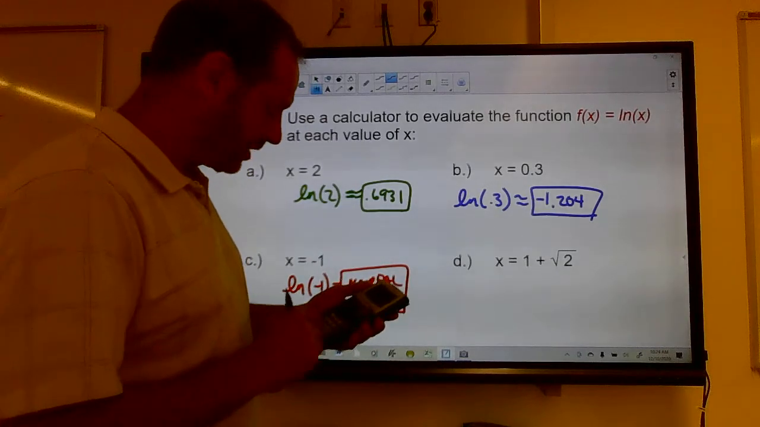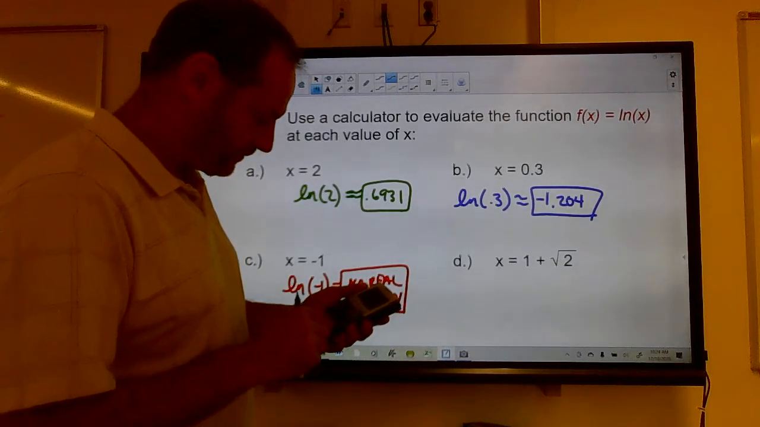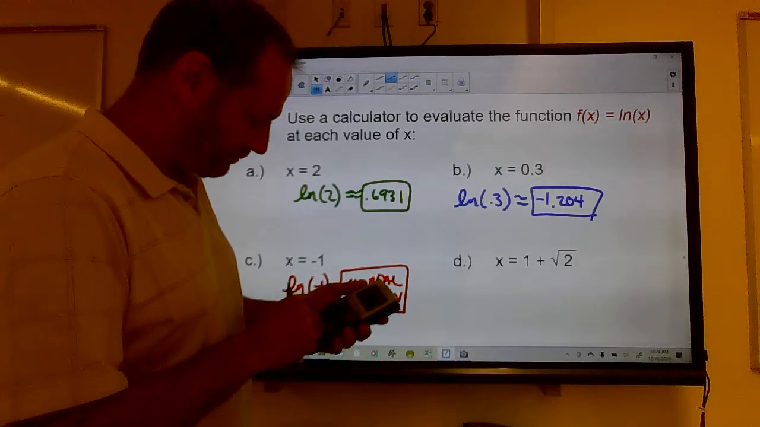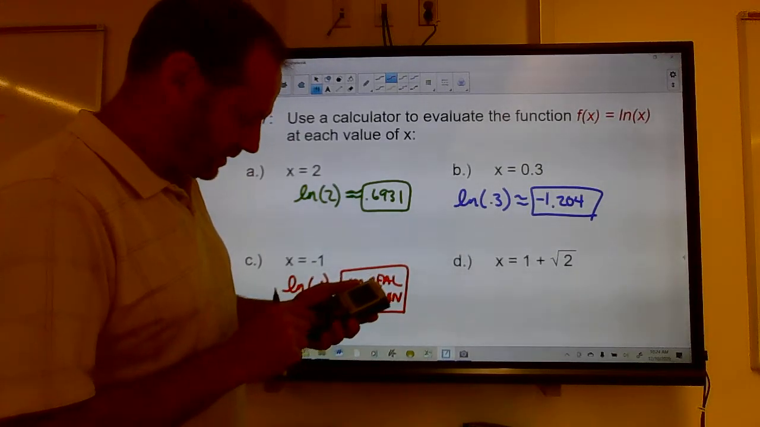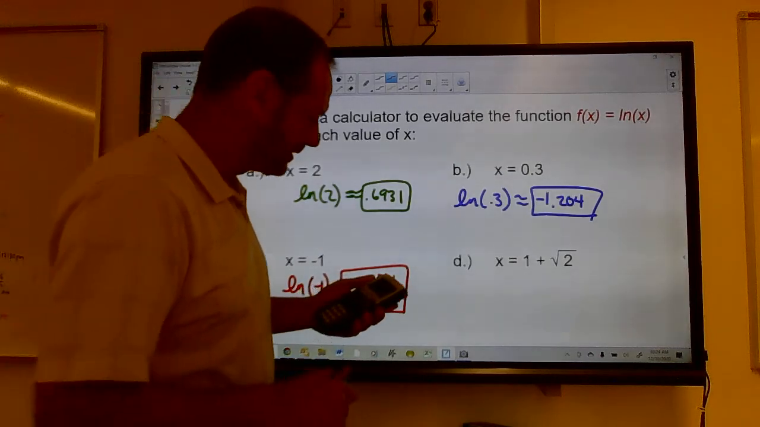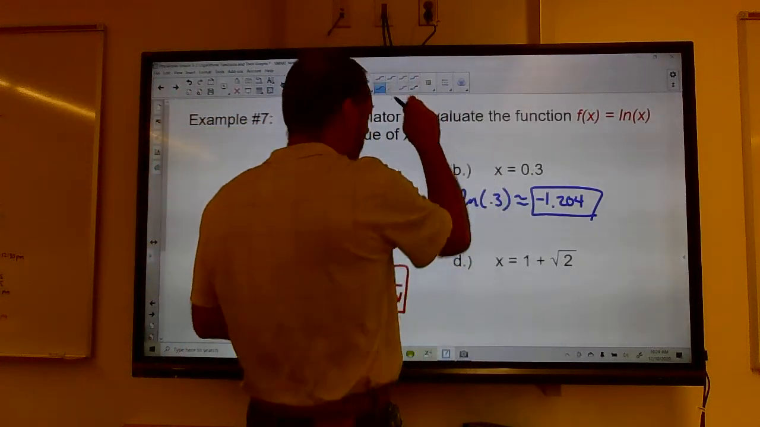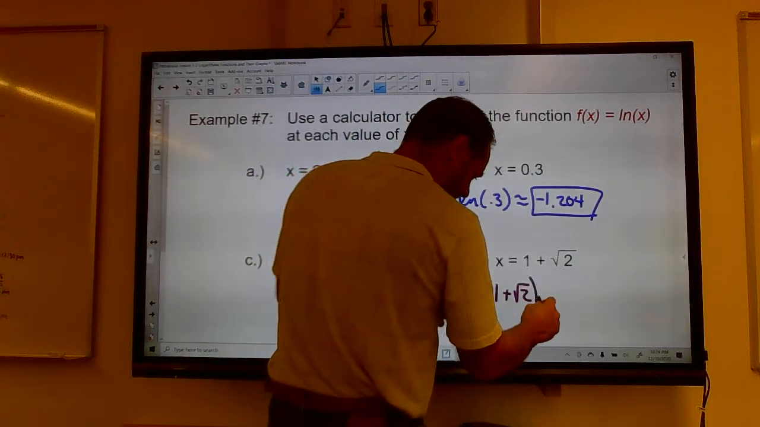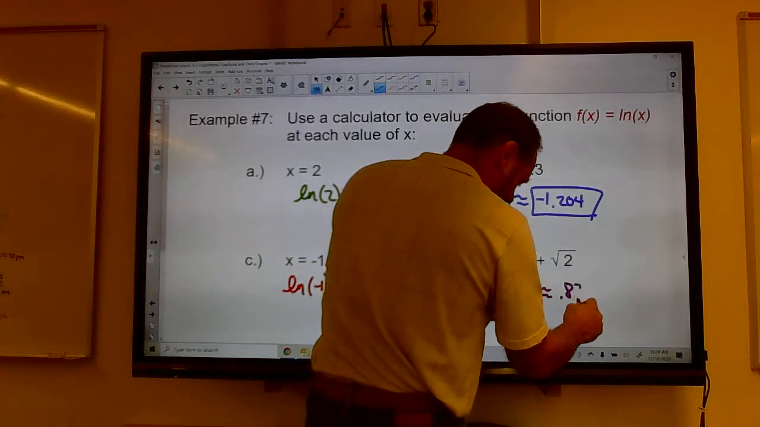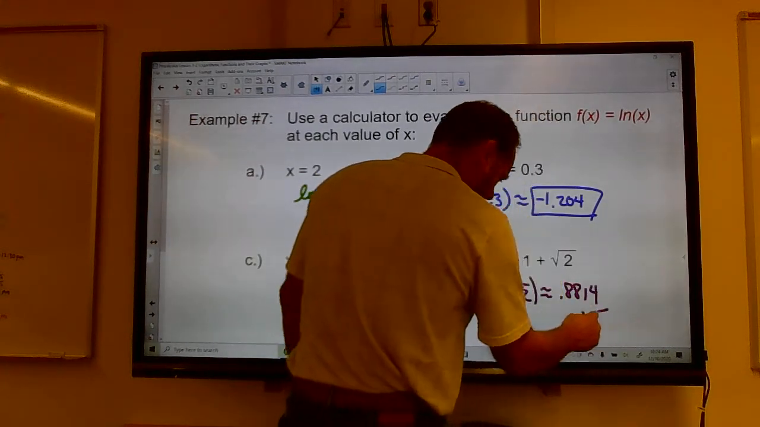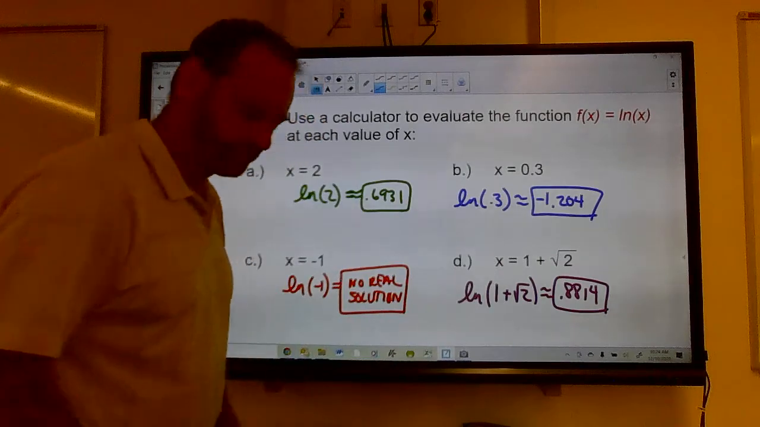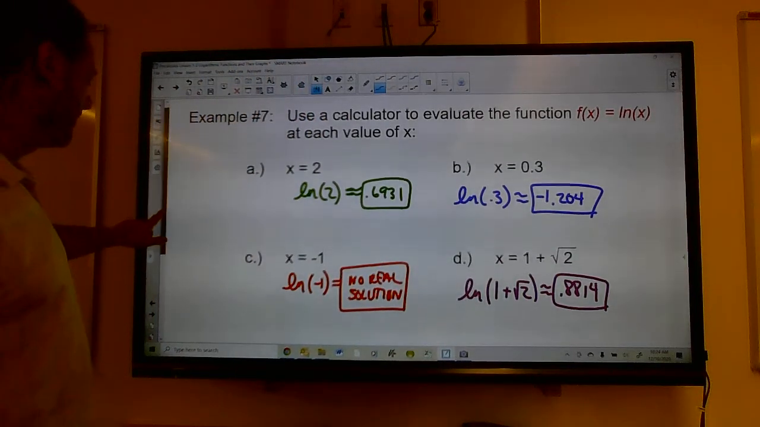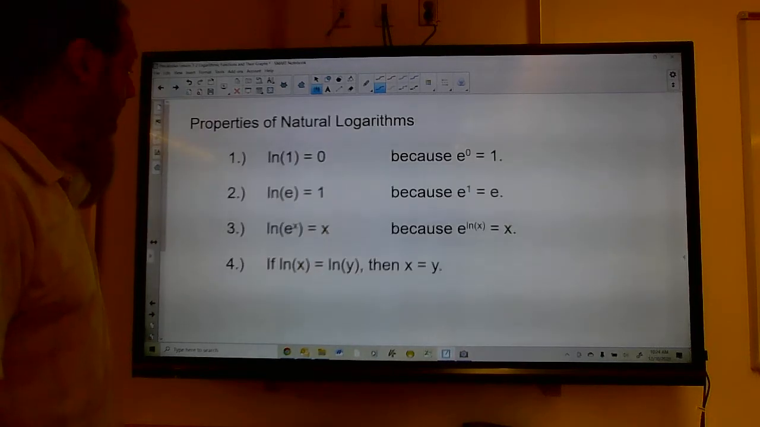Okay, so natural log of 1 plus the square root of 2, and I need to make sure I close my parentheses, and that comes out to be approximately 0.8814. All right, so there we go. Hope you got all 3 of those right.